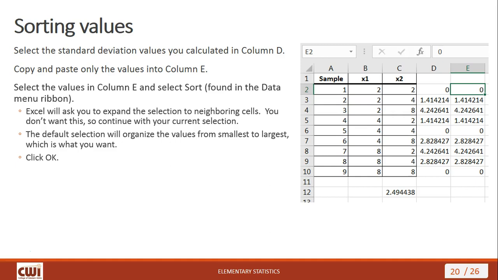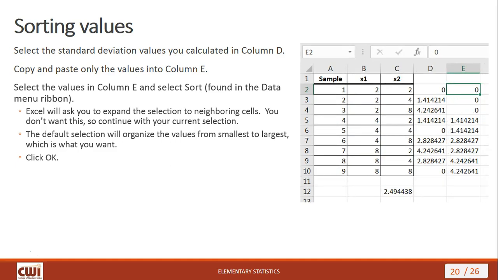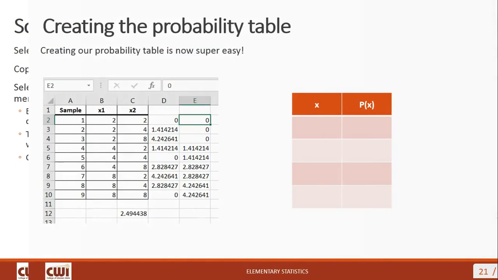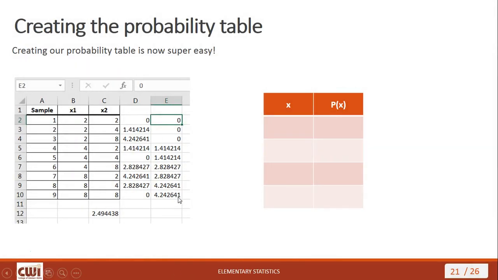The default will organize the values from smallest to largest. This is what we want, so there's no need to change anything. Just when Excel asks you to expand the selection, say you just want to continue on with what you're doing. You don't want to make any adjustments. Go ahead and click OK, and then when you do that, you get sorted values here from which you can create a probability table of random variables and their associated probabilities. And now with the data sorted, creating this table is super easy. Let me show you how this is done.